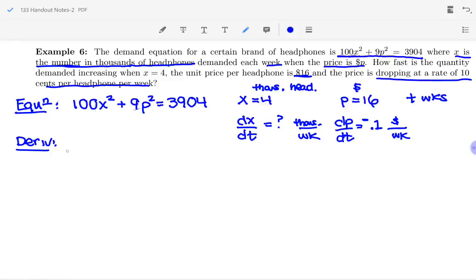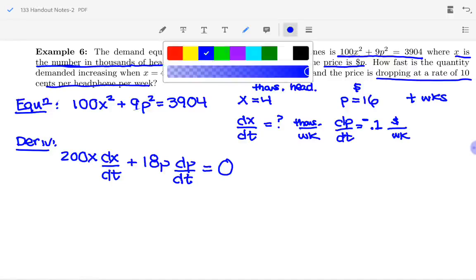So now that we have our whole setup, we're going to take our derivative, the derivative of 100x squared with respect to time. We'll bring down 100 times 2 is going to be 200x dx dt. Bring down the 2, 9 times 2 is going to be 18p. With respect to time, I need a dp dt. And then I don't want to forget to take the derivative of the right side. Derivative of 3,904 is just 0. So there is my derivative.